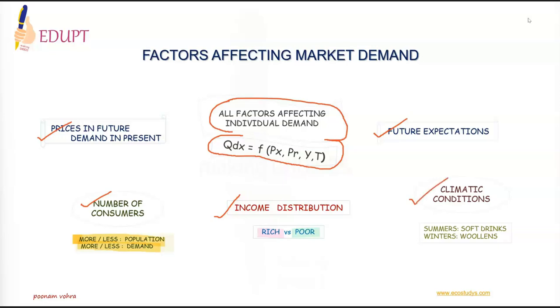That is, if it is summertime, there would be more demand for things like soft drinks. But if it is winters, then there would be more demand for woolens. So, there are various factors that affect market demand for a commodity.